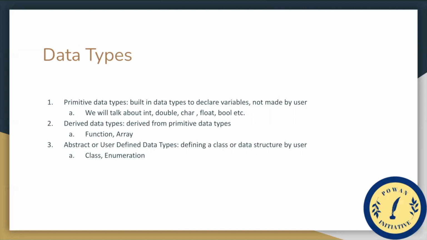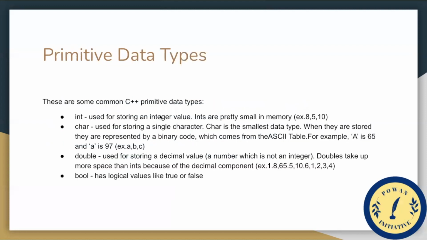So it can be classes, enumerations, data structures. We'll talk more about that some more, but the main ones we want you to figure out right now are primitive data types. We saw ints, we saw doubles, but we'll talk more about it right now. So ints store integer values like 10, 15, 20. They cannot be decimals, and they're very small in memory.